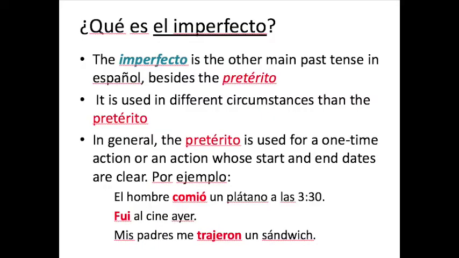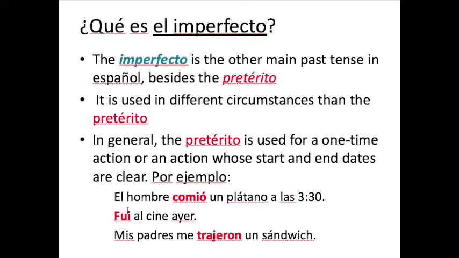Por ejemplo, tenemos aquí, el hombre comió un plátano a las 3:30. The boy ate a banana at 3:30. Fui al cine ayer. I went to the movie theater yesterday. Y también tenemos, mis padres me trajeron un sándwich. My parents brought me a sandwich. These are things that we know have a definite beginning and an end, and because of that, we can use the preterite, right?